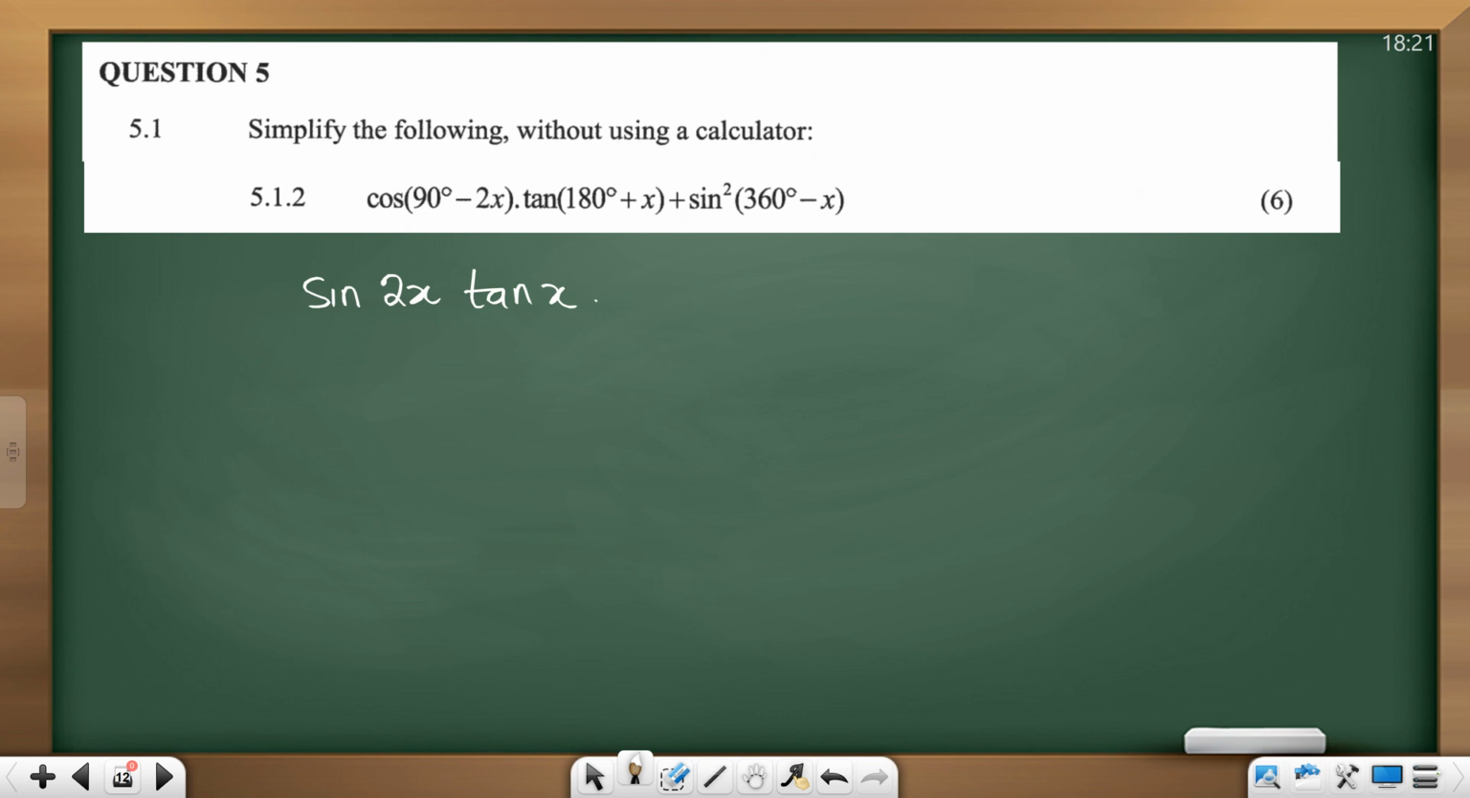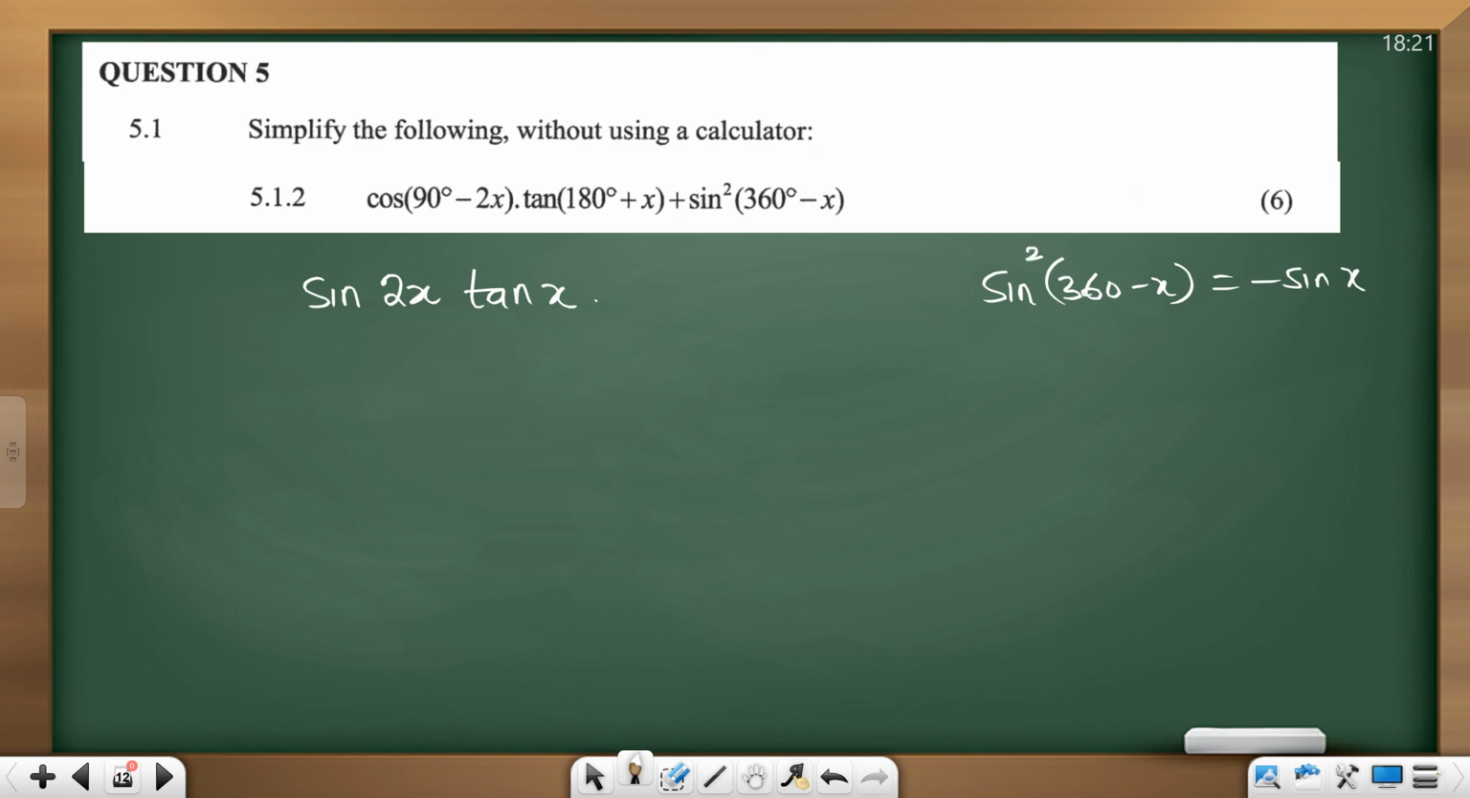Sine squared 360 minus x. Forget about squared. Let me teach you something here. Anywhere you see 360, you can always put a 0. It's the same thing. All right? So, I have sine 360 minus x. This is in the 4th quadrant, right? And sine is negative. So, this is negative sine x.